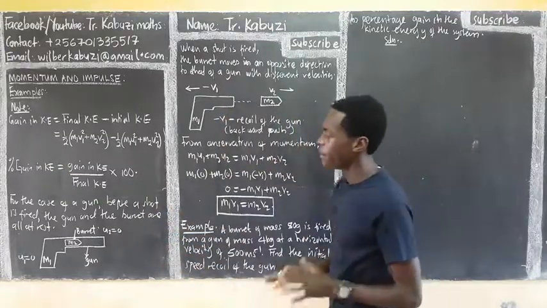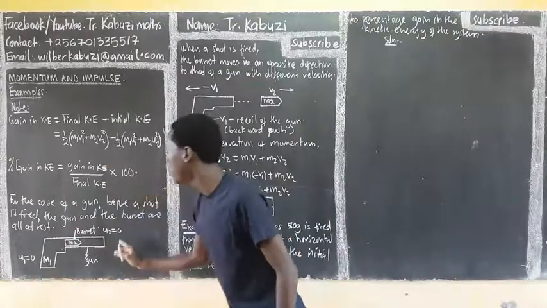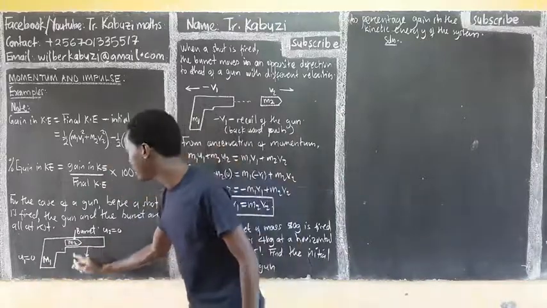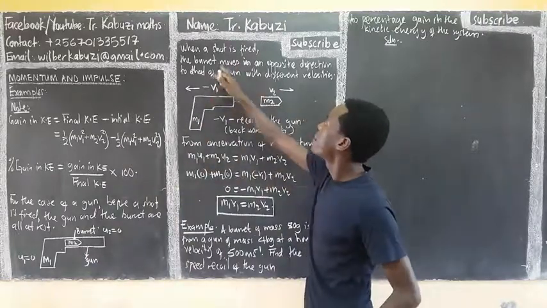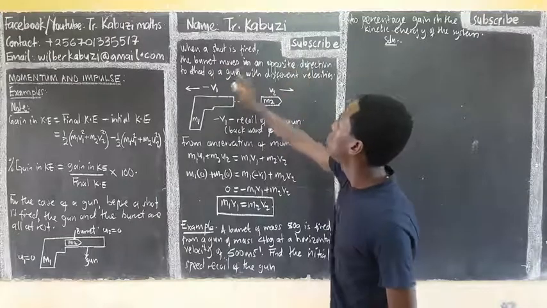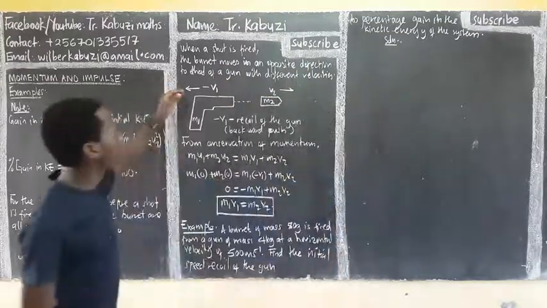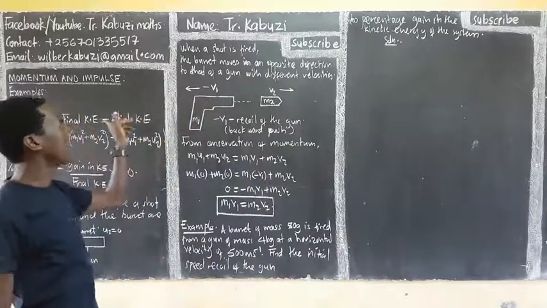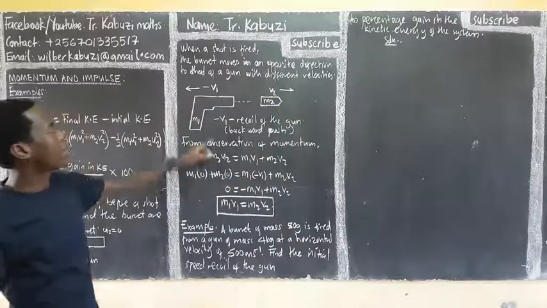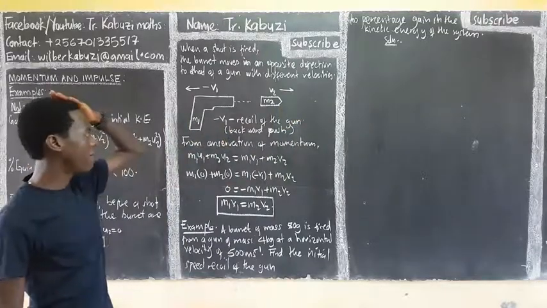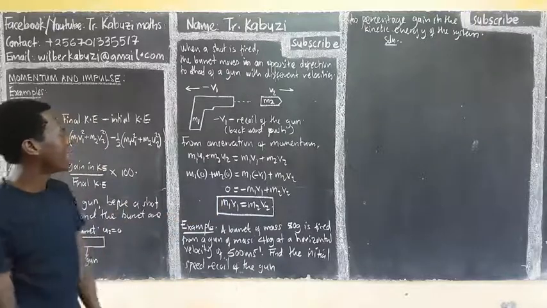But before you shoot, they are all at rest. That's why U1 is 0 and U2 is 0. This one is of mass M2, then this one is of mass M1. When a shot is fired, the bullet moves in the opposite direction to that of the gun with different velocities. When you fire, this gun is going to move in this direction, then the bullet is going to go there. So V is the recoil speed of the gun, or the backward push, when you are pulling the trigger.